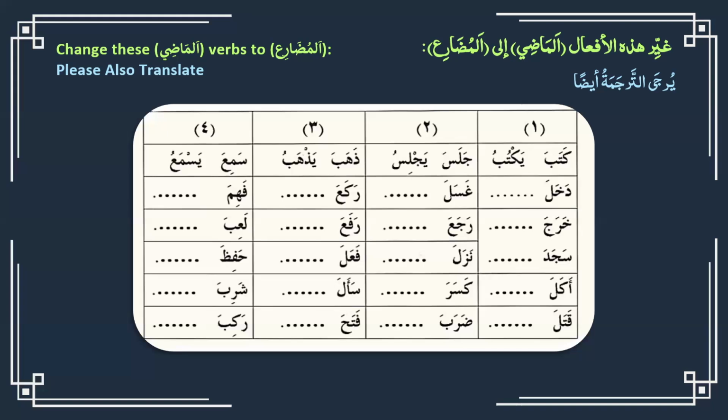This was in book 1. That's why you don't know. You can't find the answer. Don't try finding it. It was in book 1. Akala means he ate. Ya'kulu, he eats. Okay, good. Next one. Qatala, he killed. Yaqtulu, he kills. Very good. Now do number 2. Ghasala, yaghsilu. Very good. Translate. He washed. Very good. He washes, very good.